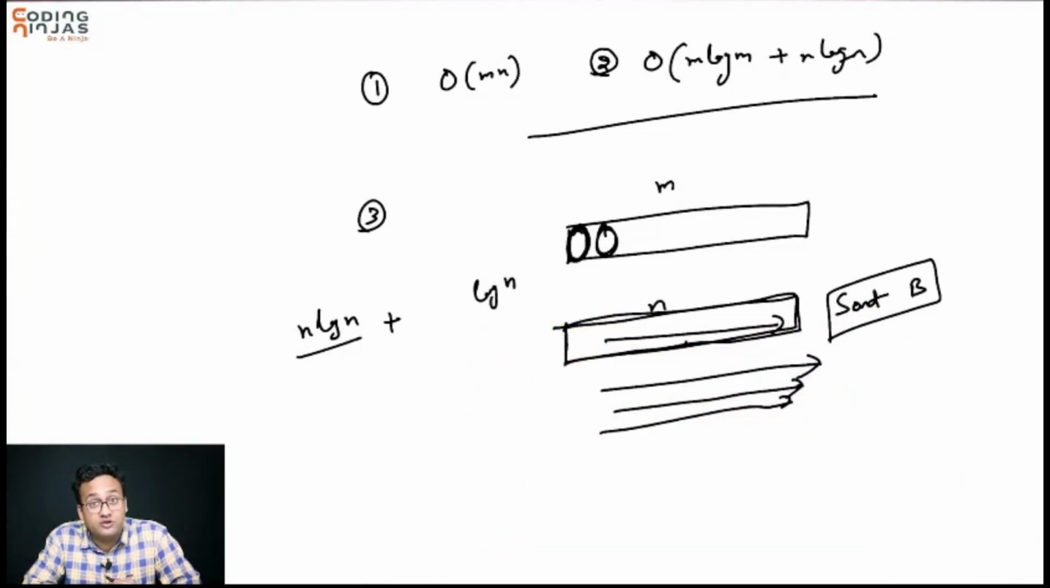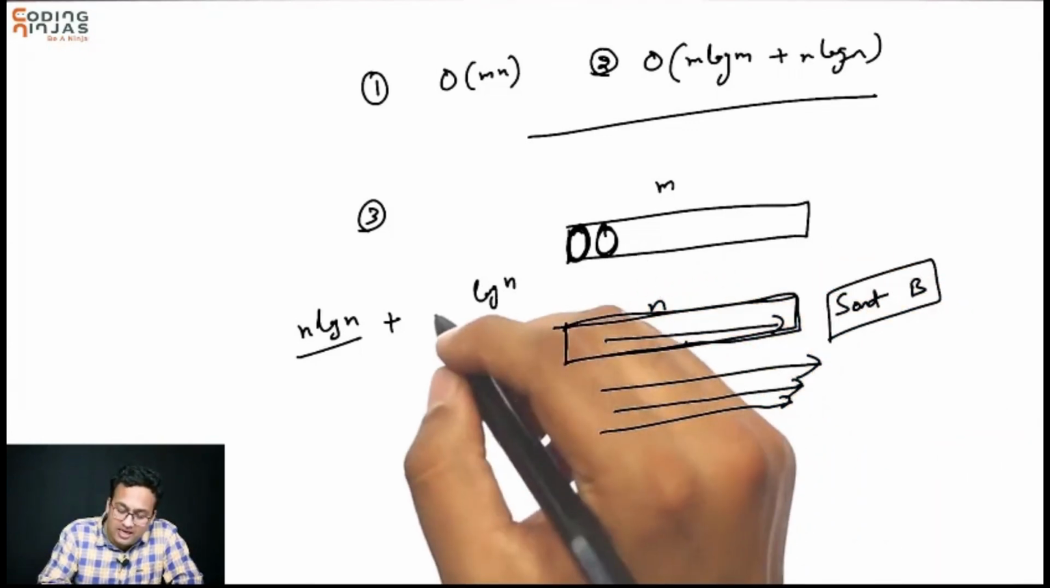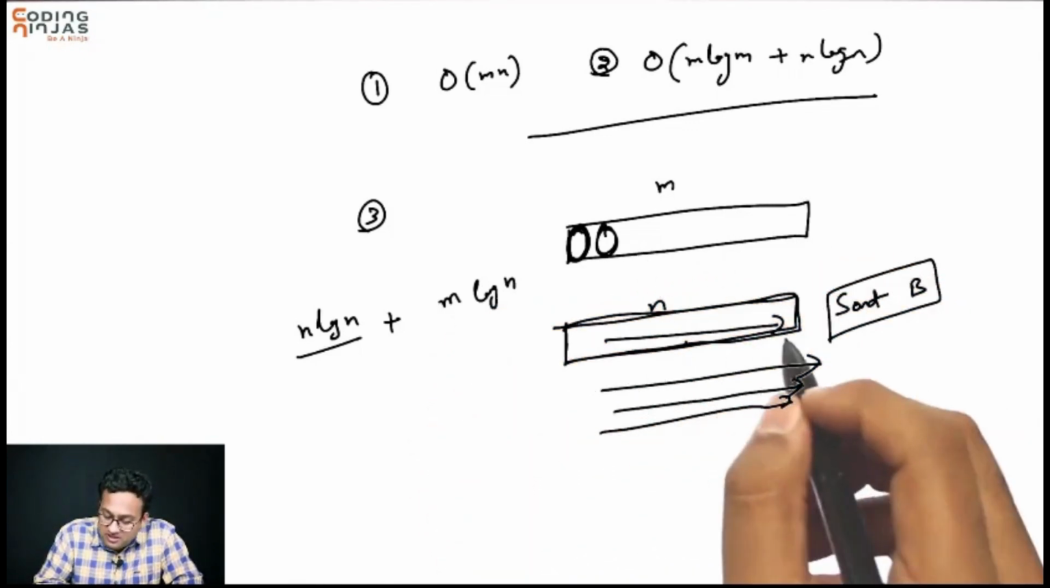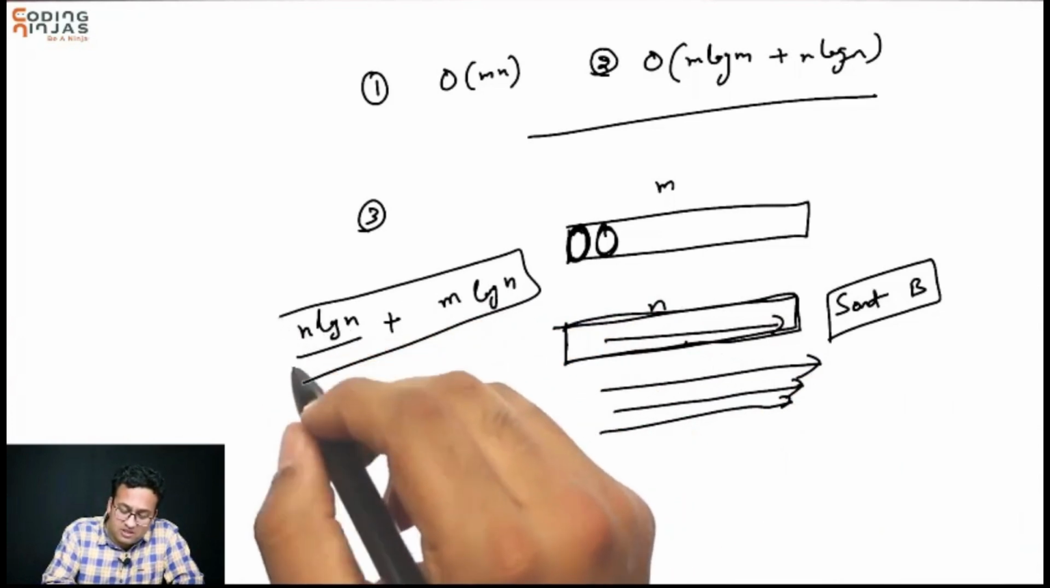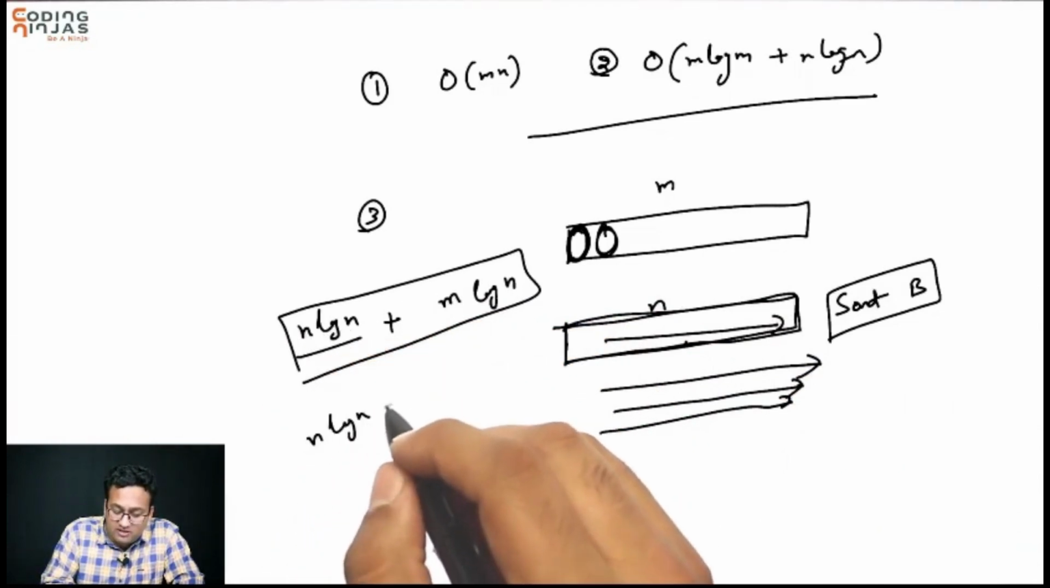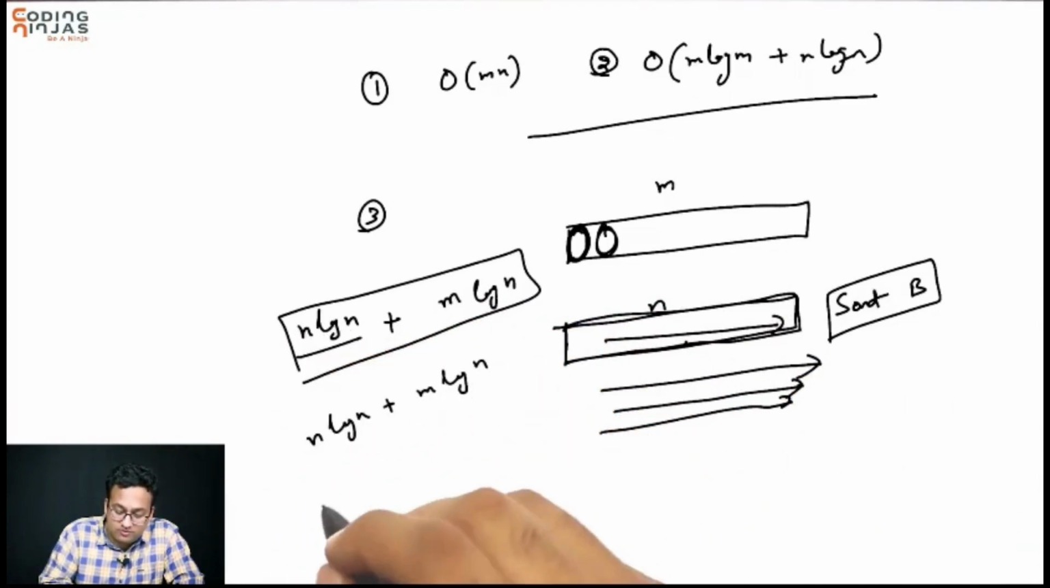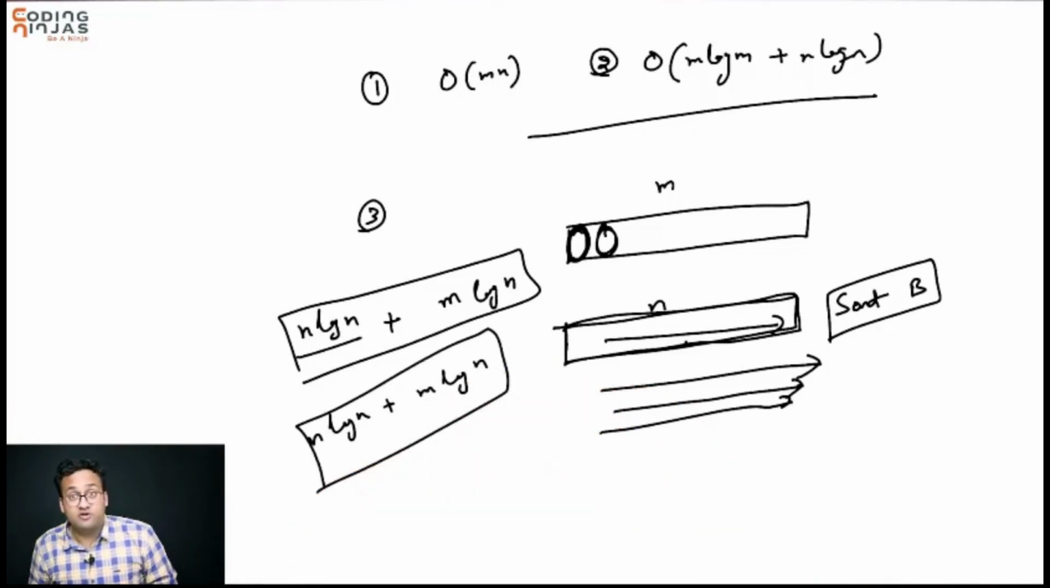How many elements do you need to search? You need to search m elements in this array, so it's going to be n log n plus m log n. So this is the third algorithm that we could have used, which will give us a different time complexity.